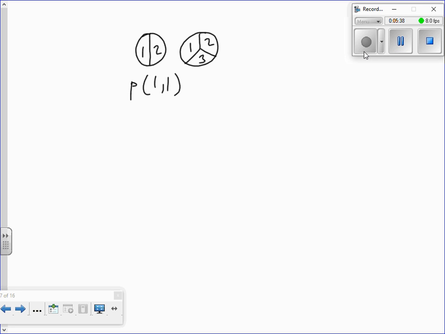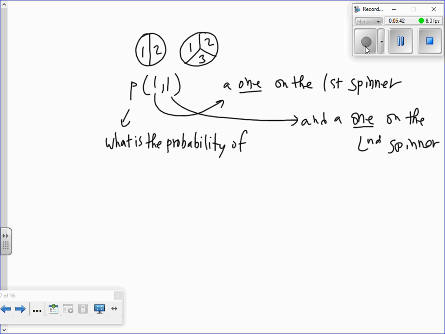So what this really says is the following. P stands for what is the probability of. The first one means a 1 on the first event or the first spinner, and the second one means a 1 on the second spinner.